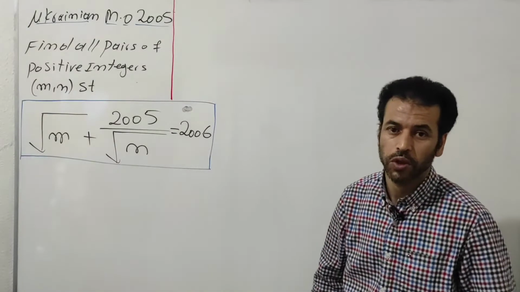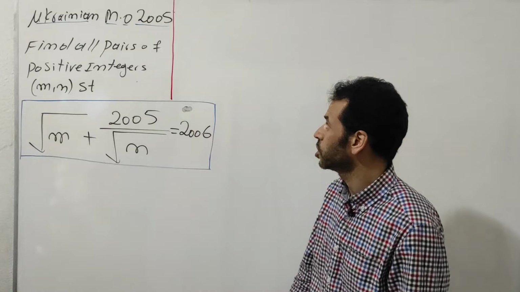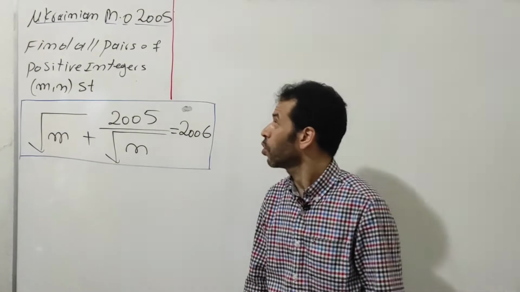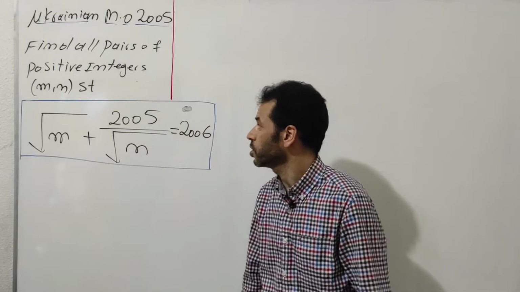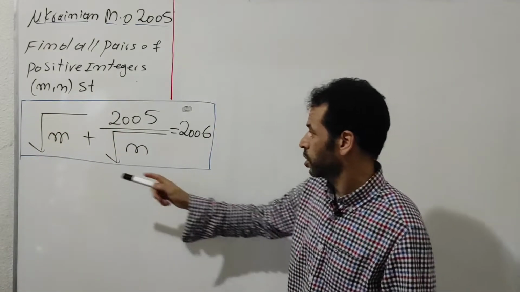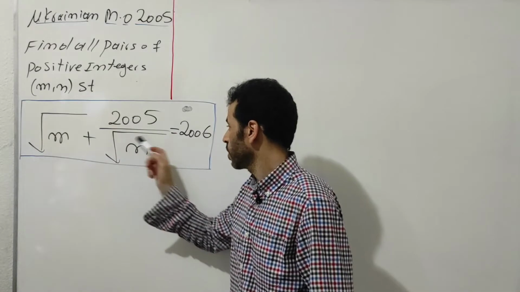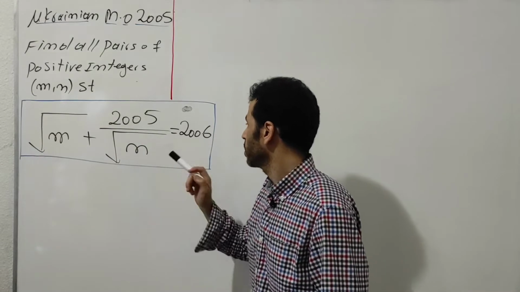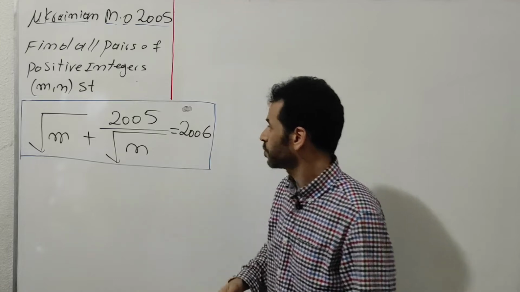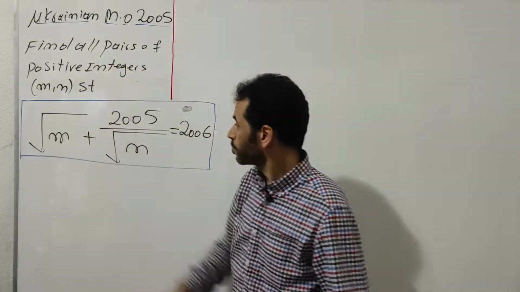In today's video, I would like to introduce you a very nice problem of the Ukrainian Mathematical Olympiad, edition 2005. Find all pairs of positive integers m, n such that we have the following equation: square root of m plus 2005 divided by square root of n equals 2006. This 2005 is representing the year of this problem.